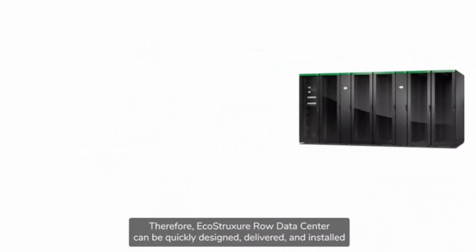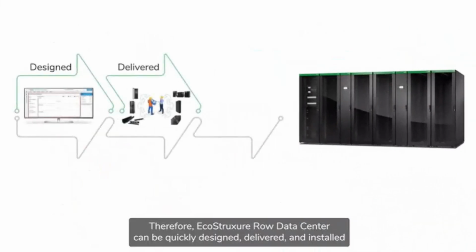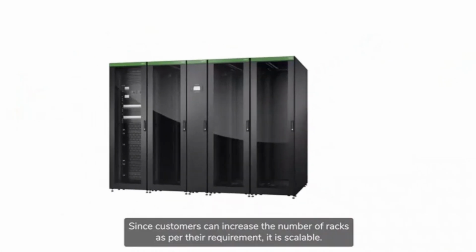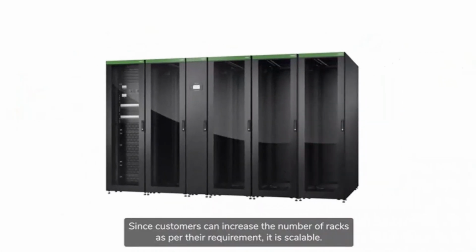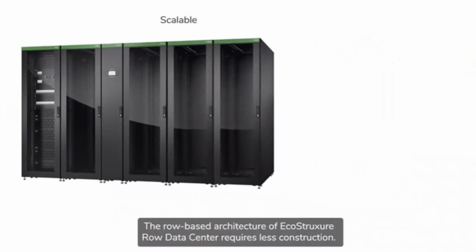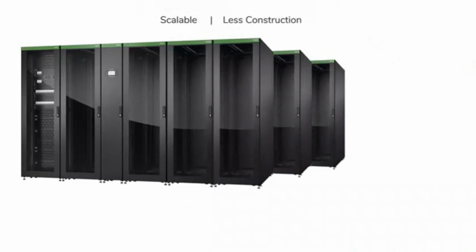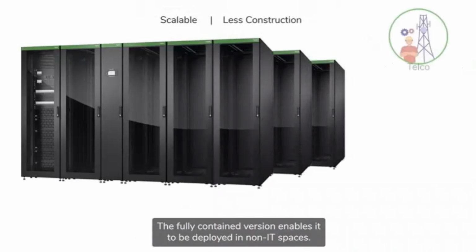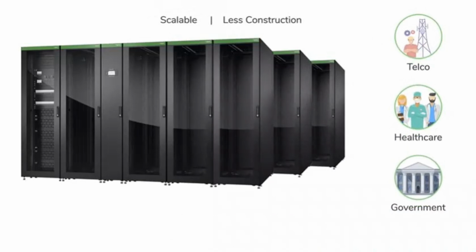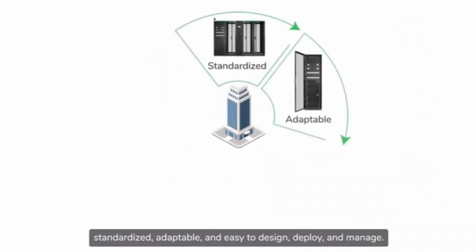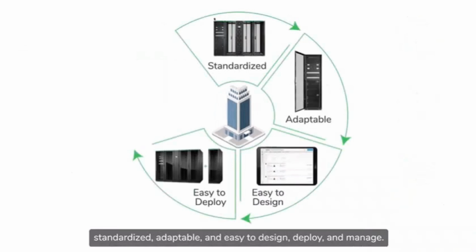Therefore, EcoStruxure Row Data Center can be quickly designed, delivered, and installed to help reduce the time to get IT, storage, and networking equipment up and running. Since customers can increase the number of racks as per their requirement, it is scalable. The row-based architecture requires less construction. The fully contained version enables it to be deployed in non-IT spaces. The key benefits that customers get with EcoStruxure Row Data Center can be summarized as standardized, adaptable, and easy to design, deploy, and manage.